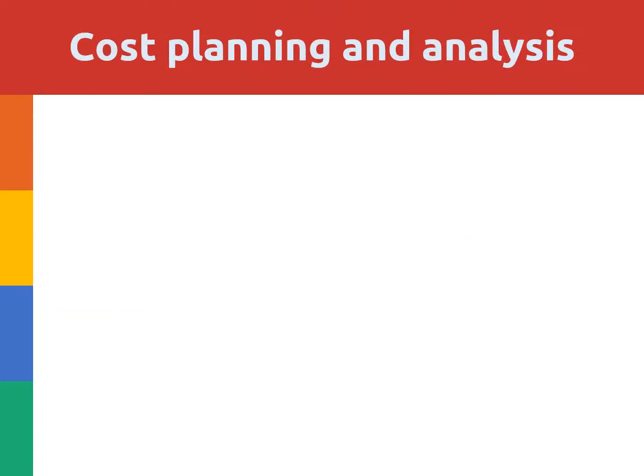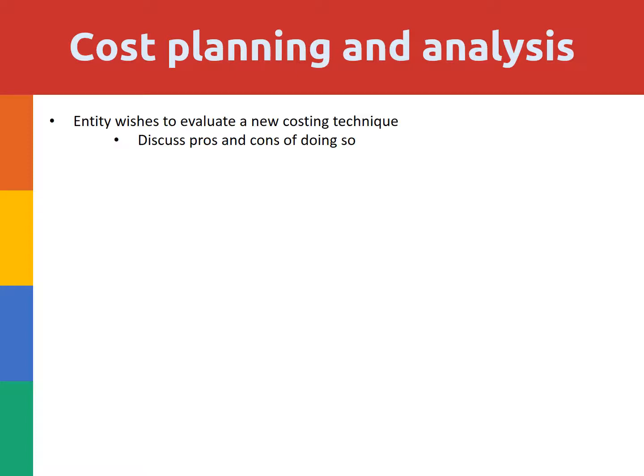Let's think about what they could ask you on these topics. They could present a new costing technique. Say something like activity-based costing, maybe target costing, maybe something to do with life cycle costing or value analysis. And what you may be asked to do is to discuss the pros and cons of the entity doing this, thinking specifically about the nature of the business.